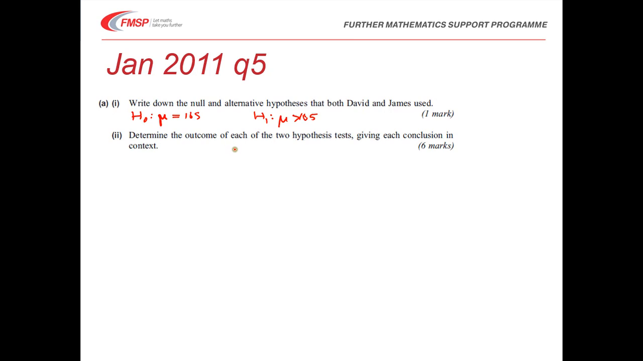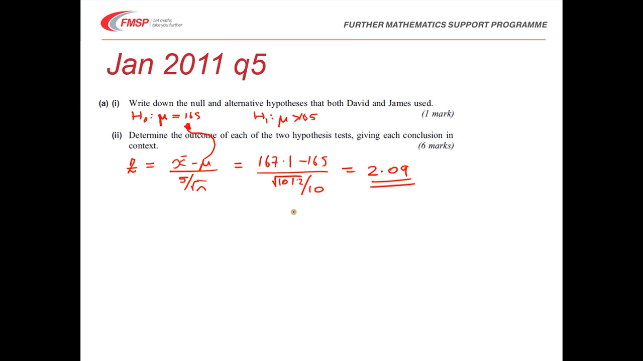So we need to work out our test statistic. Our test statistic is Z equals x bar minus mu, all divided by, in this case, S over root n. That S could be sigma if we know it. So let's calculate this. X bar was 167.1. The mean was 165. The mean is what is in your null hypothesis, by the way. And then we divide this by 101.2 divided by root n, which is 10. If we calculate that, it gives a value of 2.09.